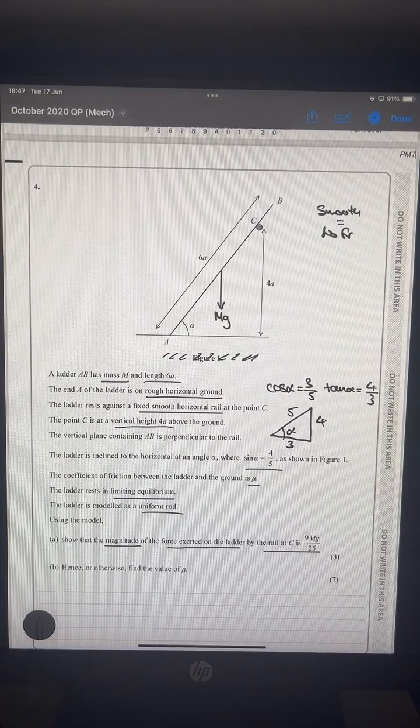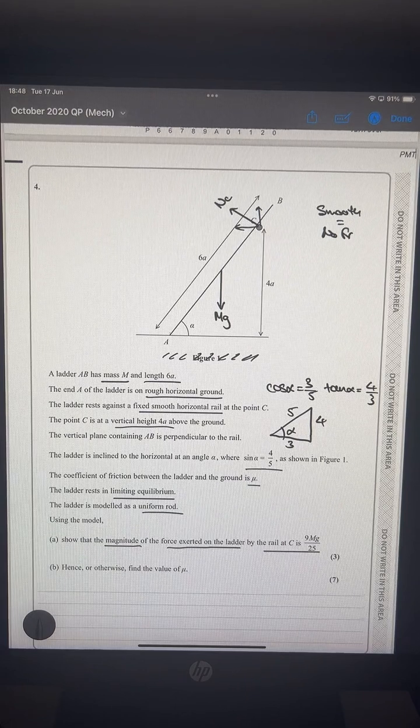What else can I label here that has not already been labeled? The normal contact force at the rod here, I'm going to call this NC. And I know that it's got a horizontal component and a vertical component. That is what you have to do. Even when you have hinges questions, this is sort of what you want to do. You know that hinge is going to have a horizontal and a vertical component here.